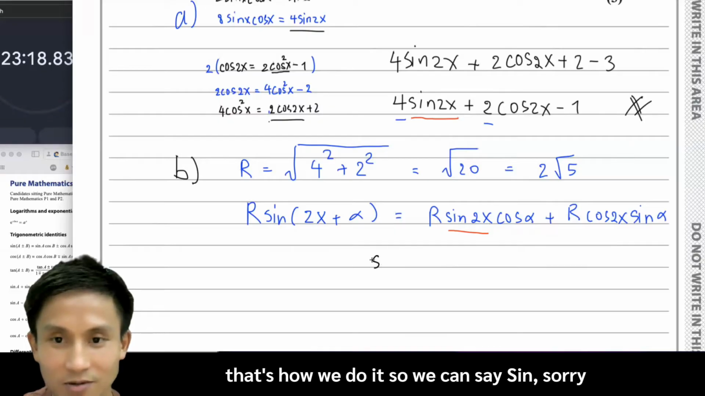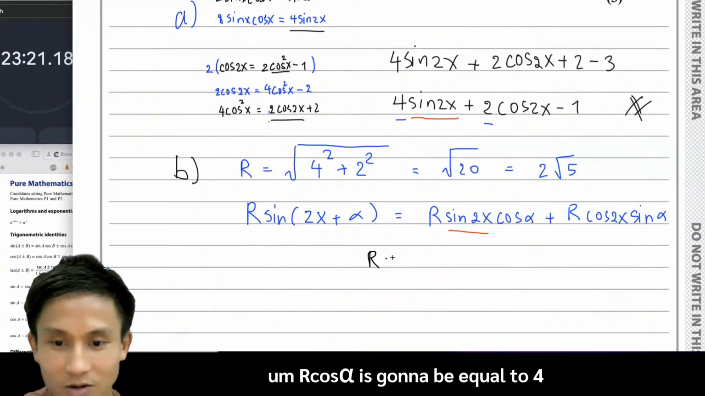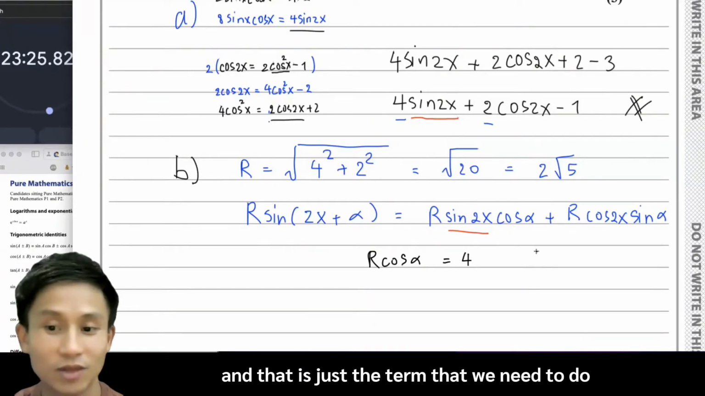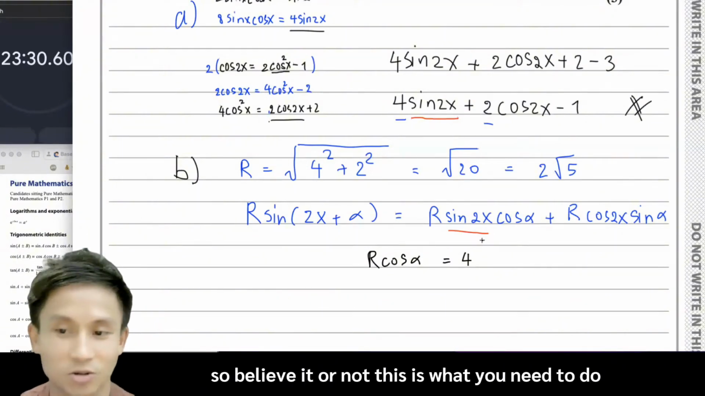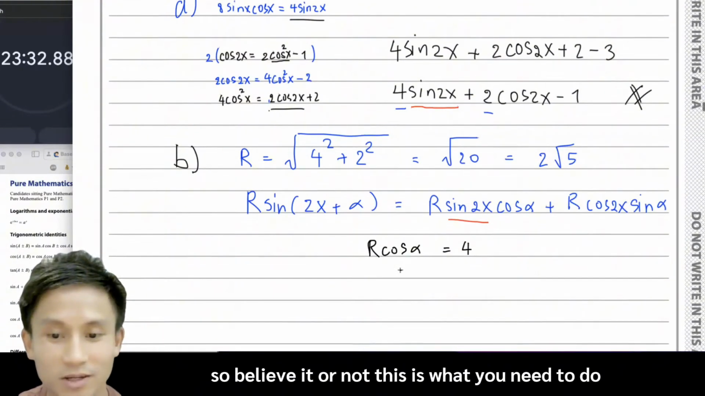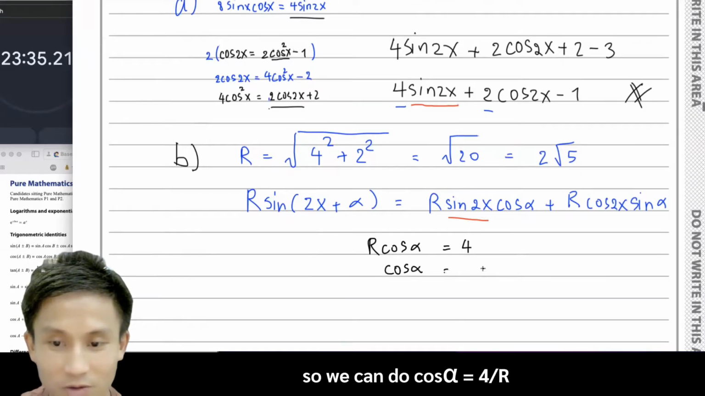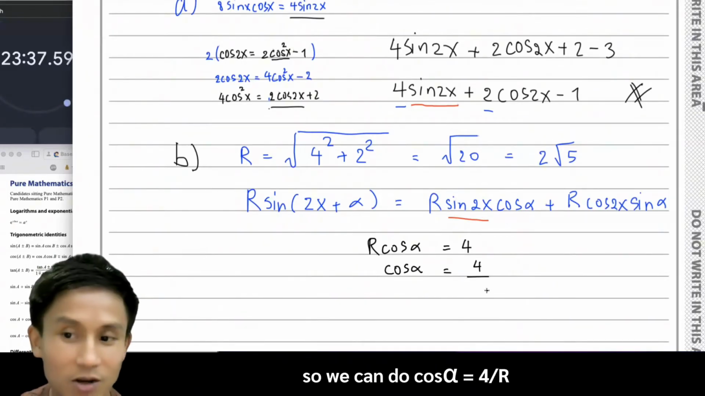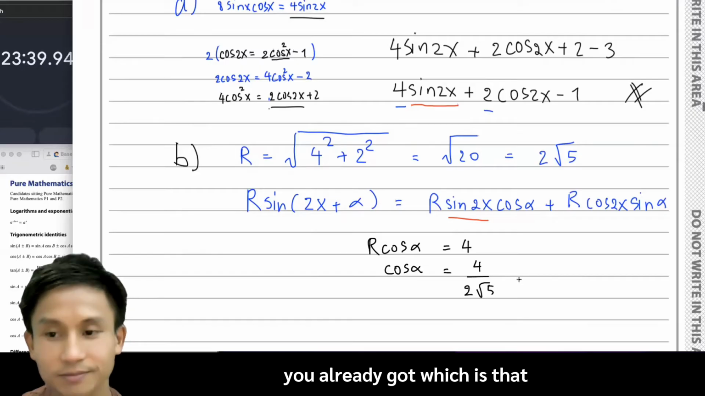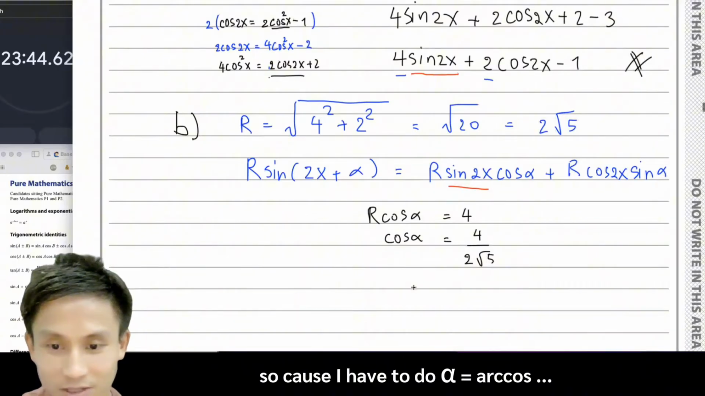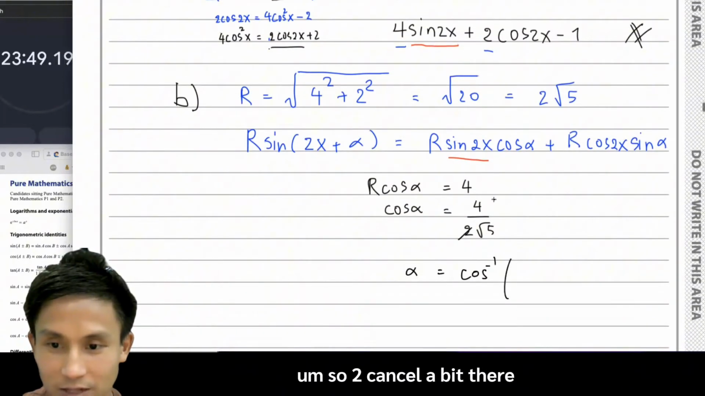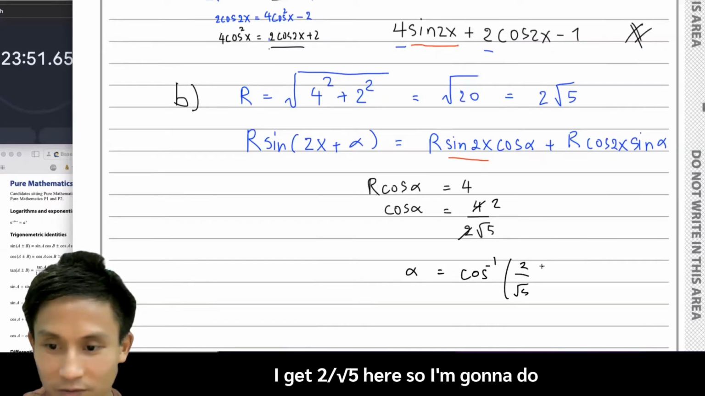So we can say R cos alpha is going to be equal to 4. And that is just the term that we need to do because we already got R. So believe it or not, this is what you need to do. So cos alpha equals 4 over the R value you already got. And this time I need a calculator. Because I have to do alpha equals inverse cos, so 2 cancels a bit there. I get 2 over root 5 here.